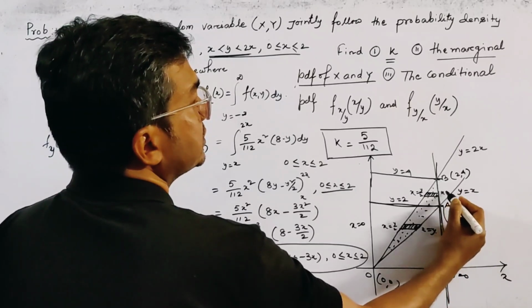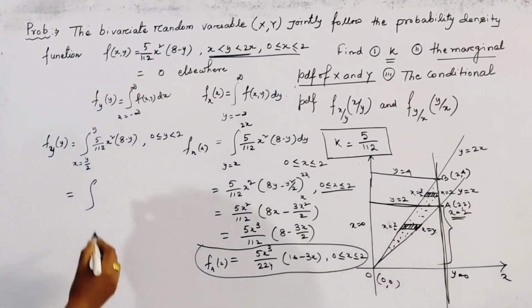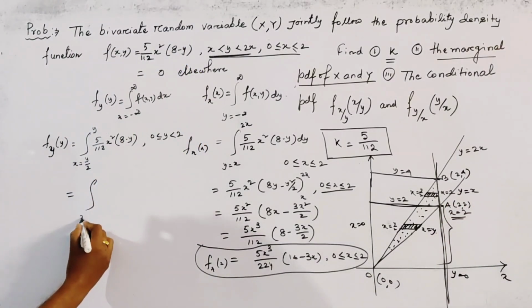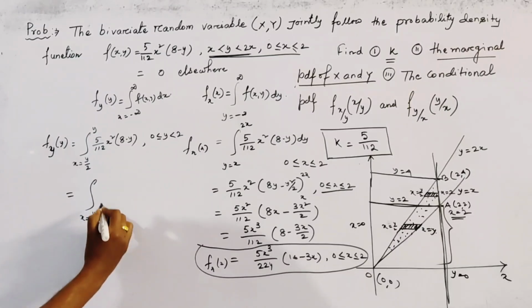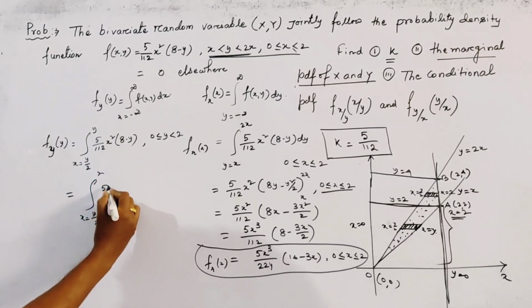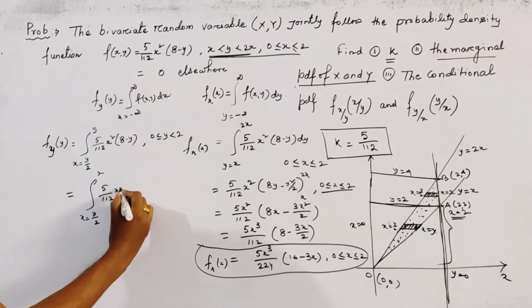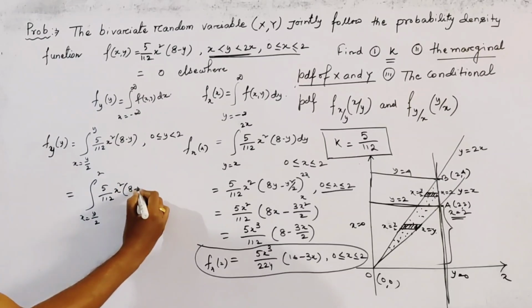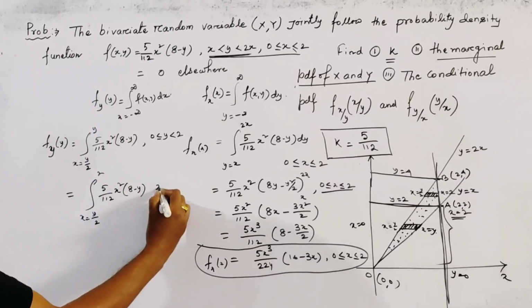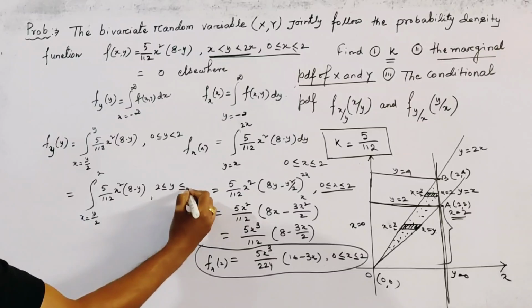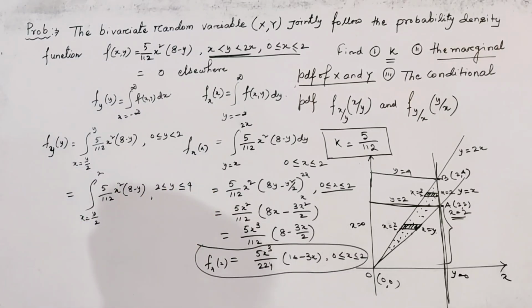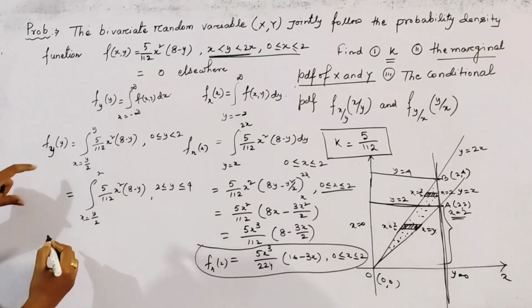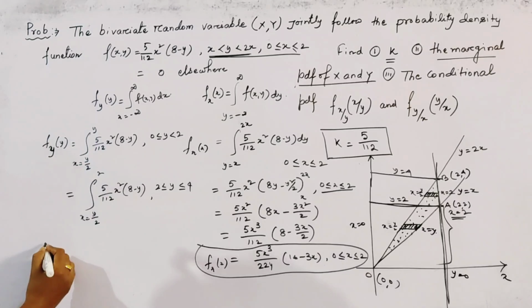So this is x equal to 2. So here we write x equal to y by 2 to 2. This is also 5 by 112 x square into 8 minus y when 2 less equal to y less equal to 4. Okay, and now by integrating these two terms, we write here f_Y(y).